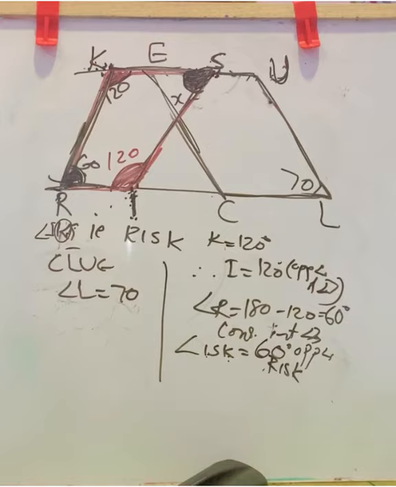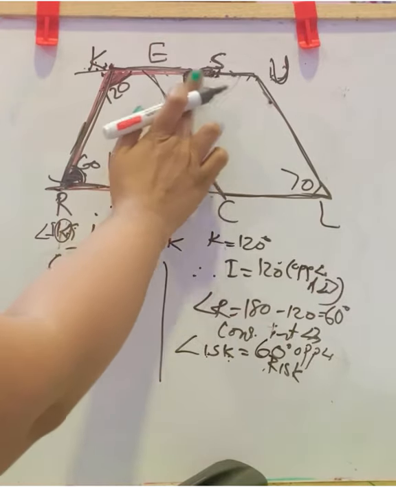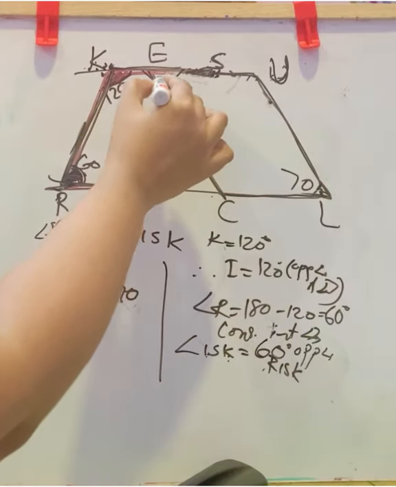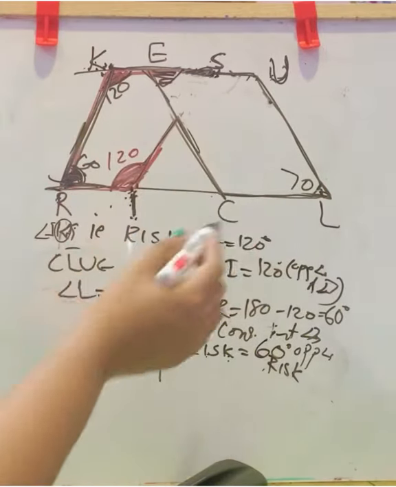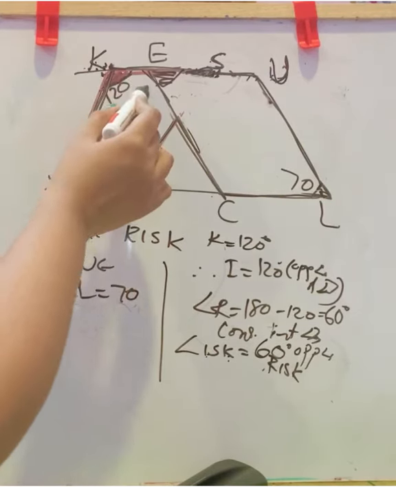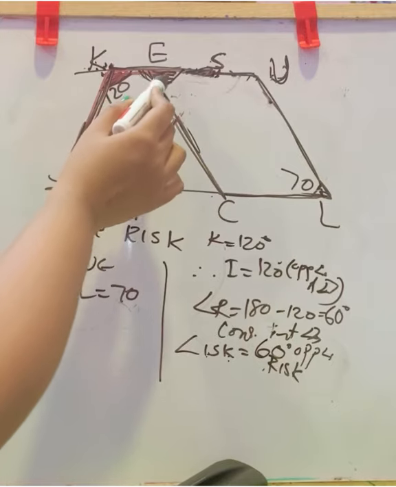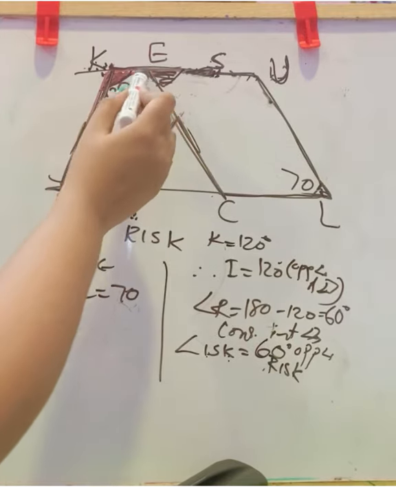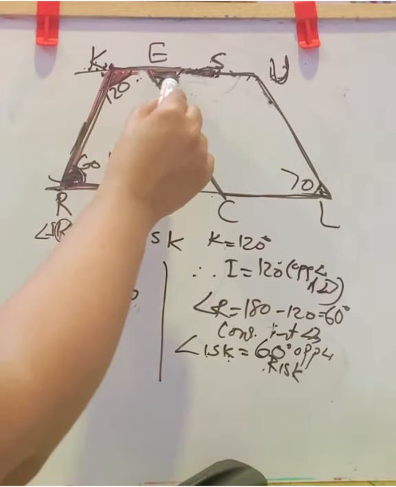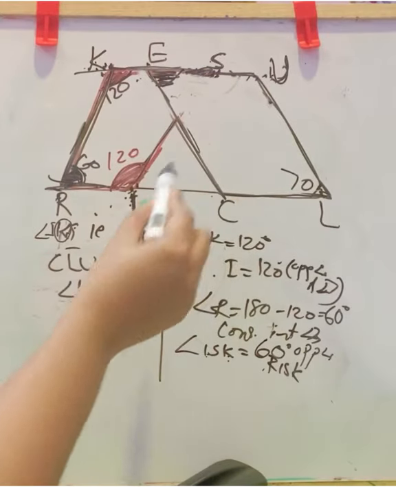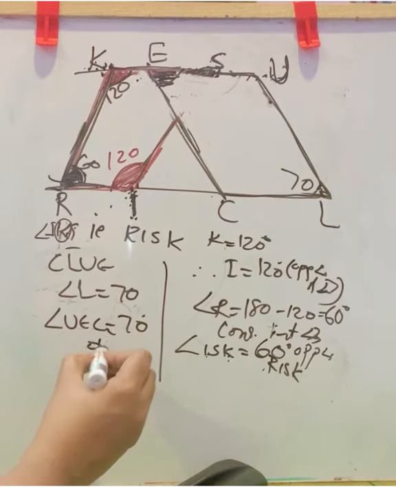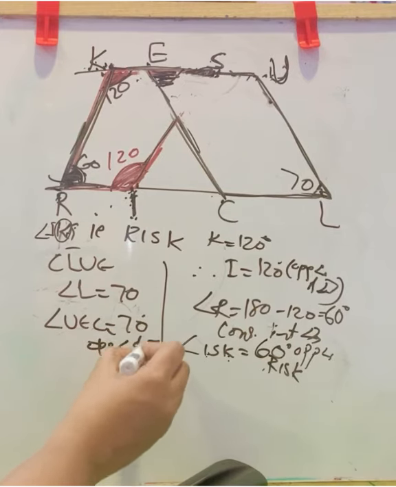If angle L is 70, considering this clue, this is also 70 because of opposite angles. How will you name this with its arms? Here angle E means this whole angle. This angle is also angle E, this angle is also angle E. We can see angles on both sides, so better use the arms also. So you can name it as UEC. Angle UEC equal to 70. Reason is opposite angles of parallelogram.